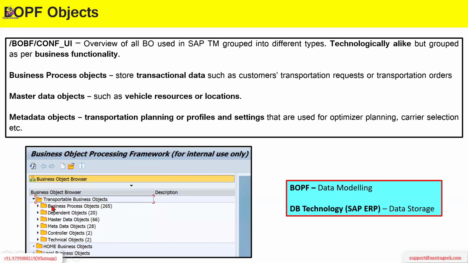So this is the business process object, which stores transactional data. What sort of transactional data is stored? Customer transport requests and transportation orders. Master data: vehicle resources and locations. Metadata could be profiles and settings and so on. So the data which are stored will be stored in the respective business objects.